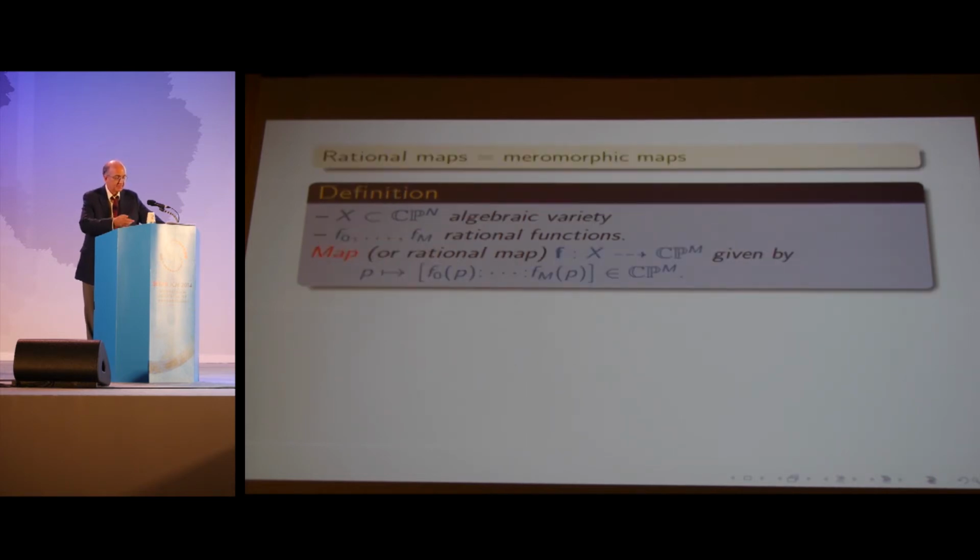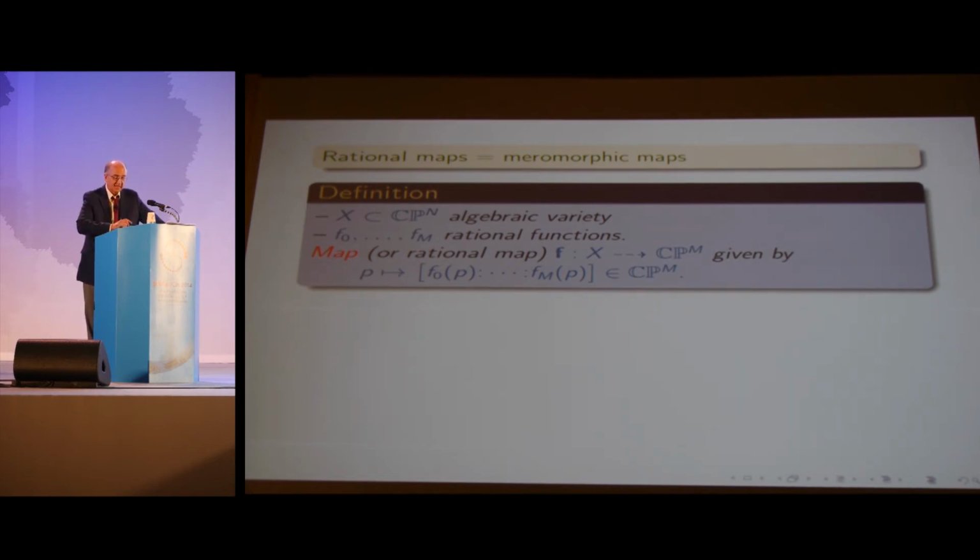Okay, so now you can use these rational functions, which are the same as meromorphic functions, and I will probably use these names interchangeably, to define what a map of an algebraic variety is. We start with a rational map. We just start with a bunch of rational functions, and if I evaluate them, then I get an (n+1)-tuple, so it's a point in CPM. Okay, so these are the rational maps.